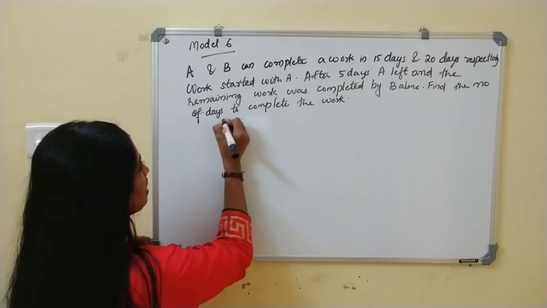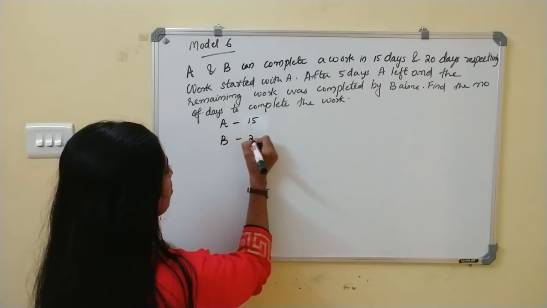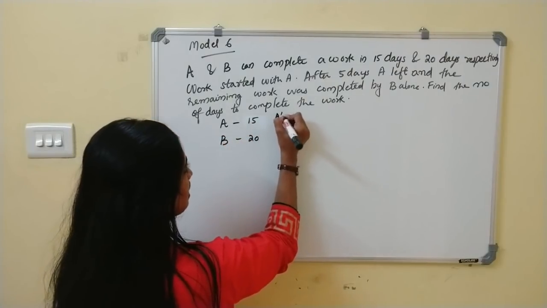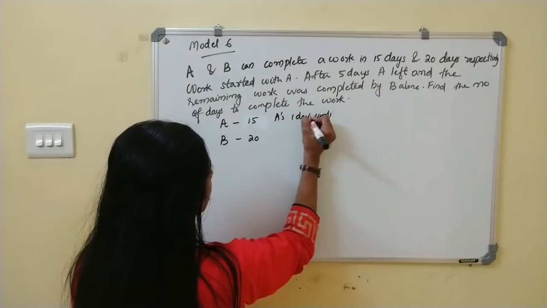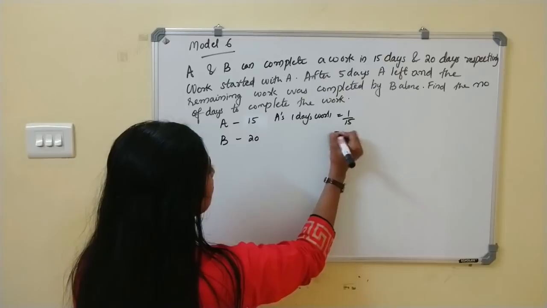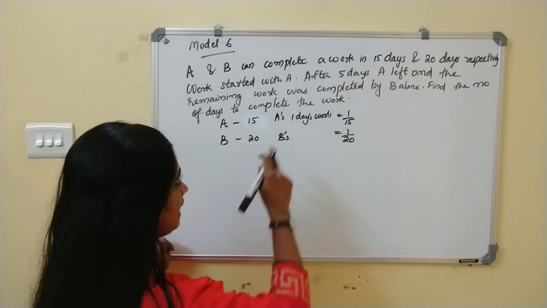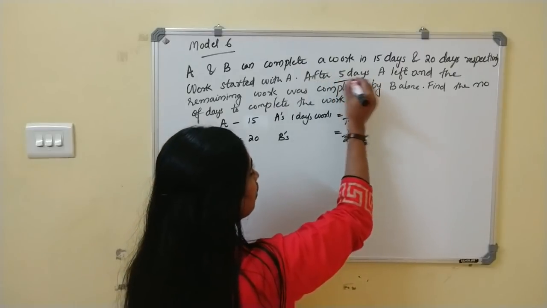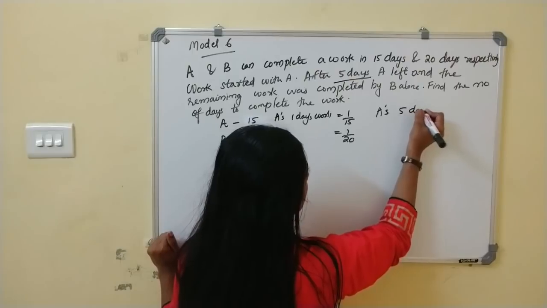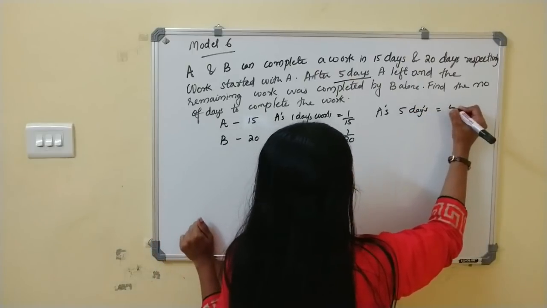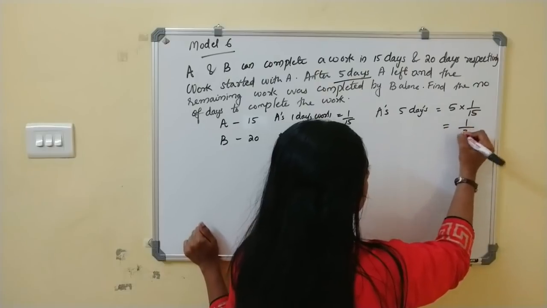So it is given that A takes 15 days to complete the work, B takes 20 days to complete the work. So A's 1 day's work is 1 by 15 and B's 1 day's work is 1 by 20. It is said that A works for 5 days. So A's 5 days work is 5 into 1 day's work, that is 1 by 3.